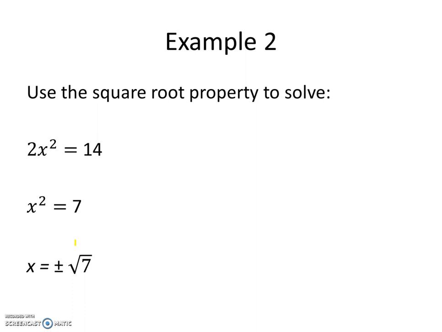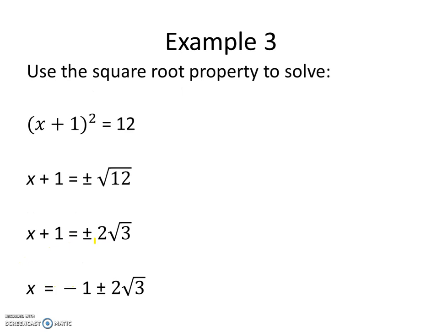On our second example, we're still asked to use the square root property. So we're given 2x squared equals 14. We can divide both sides by 2 and we get x squared equals 7. Then taking the square root of both sides, we get x equals plus or minus the square root of 7.